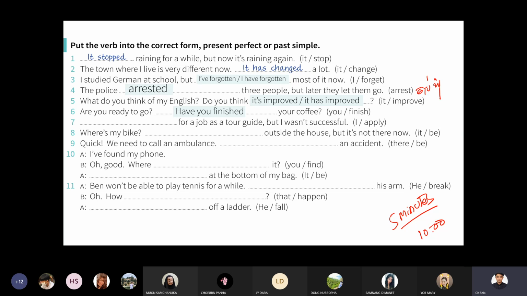Manoj, number 7. I have applied for a job as a tour guide, but I wasn't successful. Wasn't is in the past. So what is it? I applied. Yes, I applied for a job as a tour guide, but I wasn't successful.